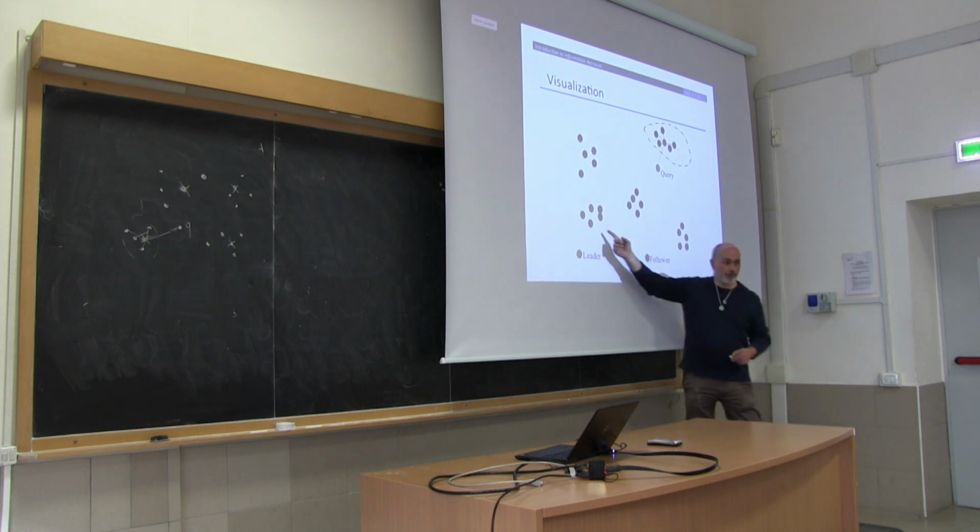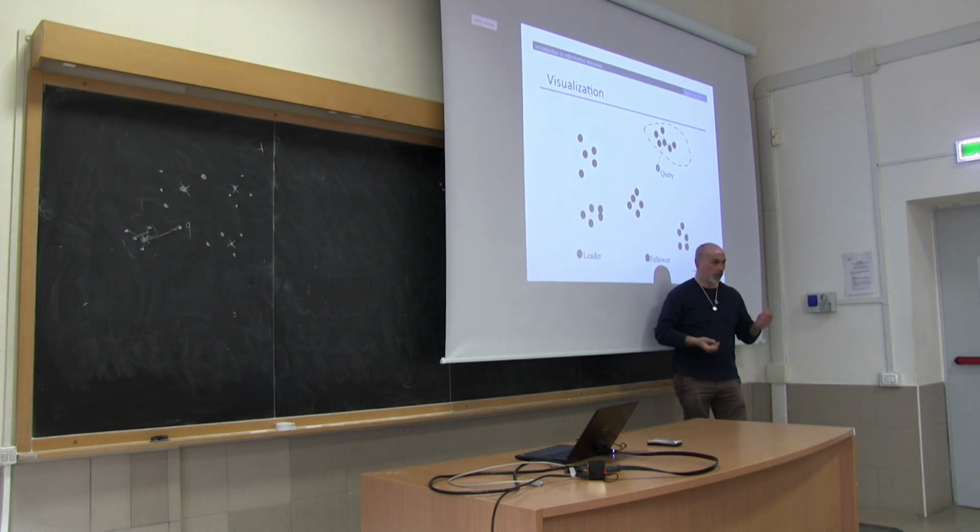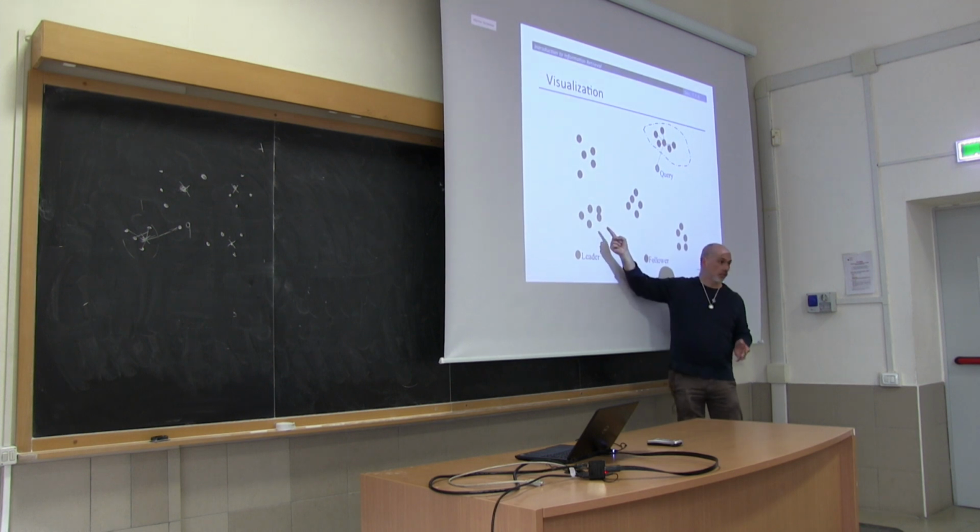And then for every other document, I will have to decide to which leader each document associates. And the rule is normally the following. Every document is associated to the closest leader. Okay? You see my point?